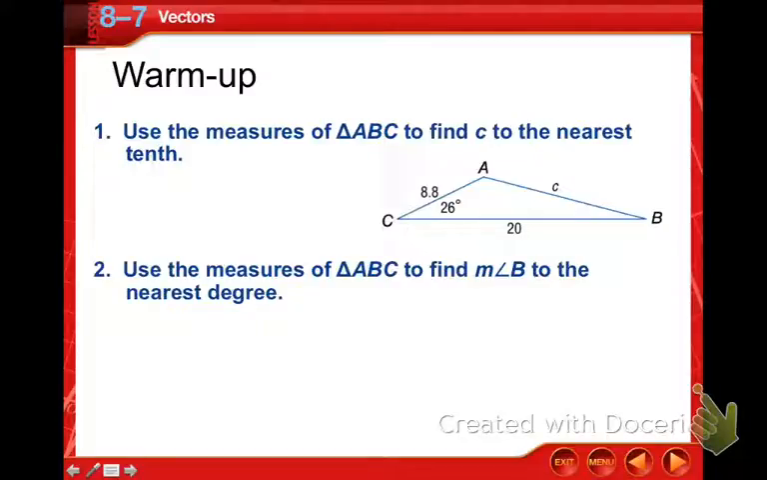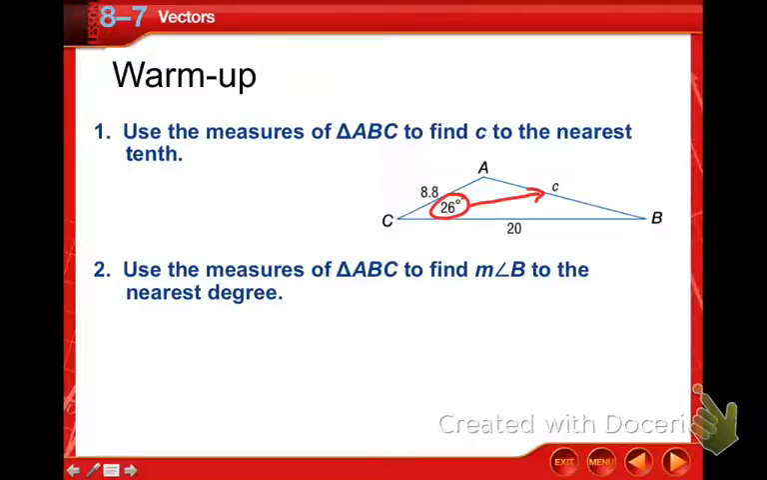So we're going to go ahead and do our warm-up, which covers the laws of sine and cosine that we went over in the last video. So number one, use the measures of triangle ABC to find C to the nearest tenth. So we have the angle across from C, and we have two other sides. Because we have two other sides, we don't have any other angles, and we're trying to find a side, we have to use the law of cosines.